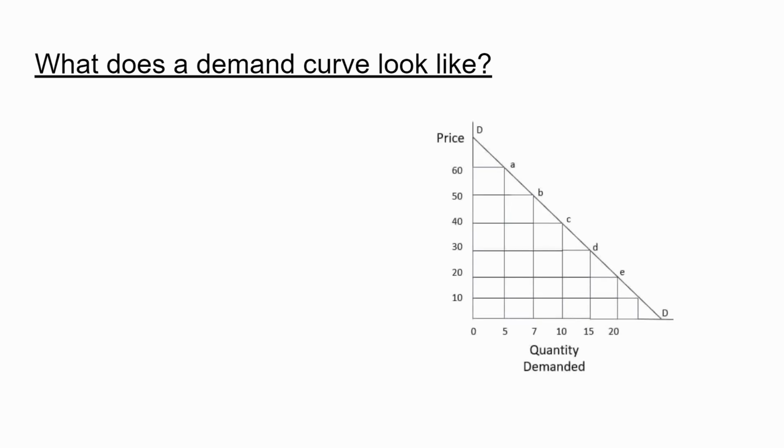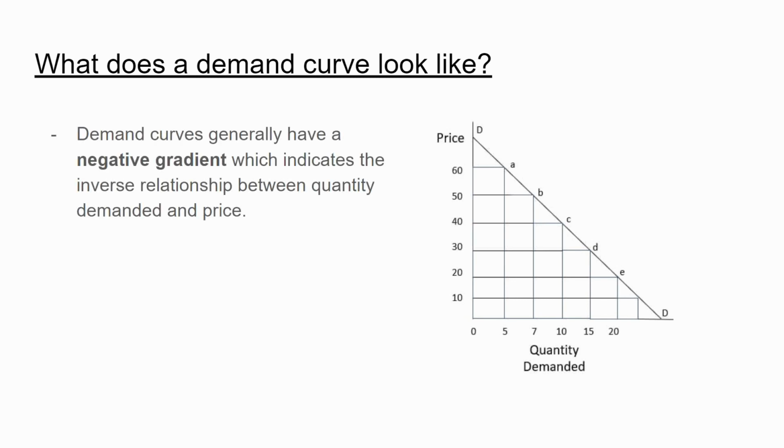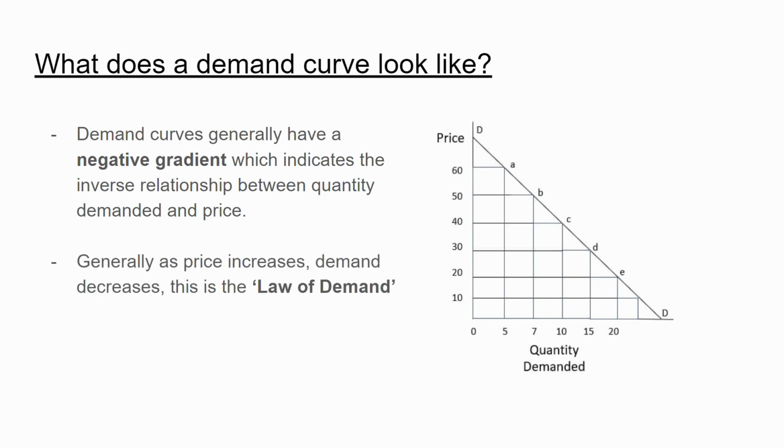So on the right hand side of the screen you can see a demand curve. It's downward sloping and you can see that the price meets the curve at the same point that the quantity demanded meets the curve. So for example, if the price is 60, it meets the curve at point A where the quantity demanded is 5. So demand curves generally have a negative gradient, which indicates the inverse relationship between quantity demanded and price. So generally, as price increases, demand decreases, and this is known as the law of demand.